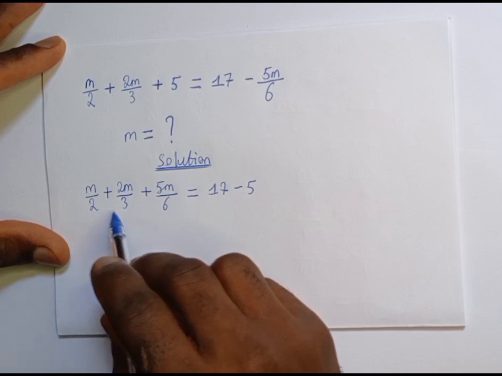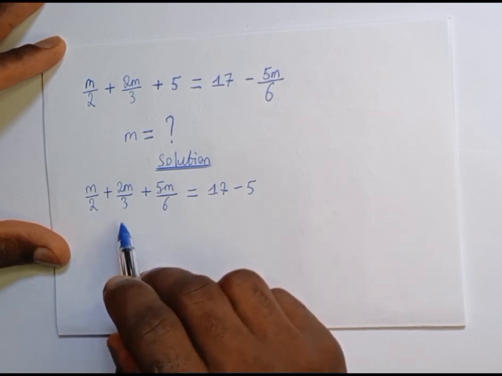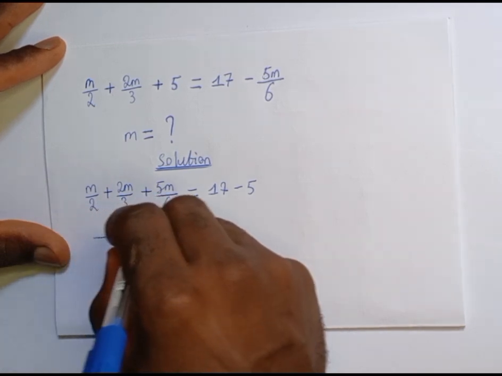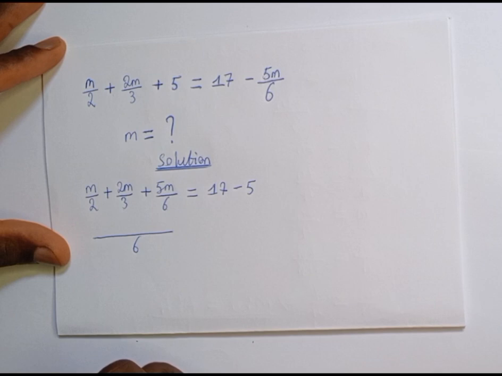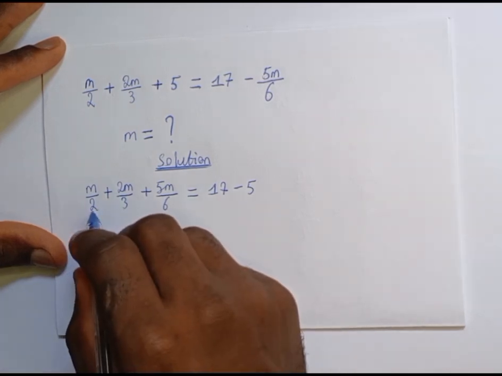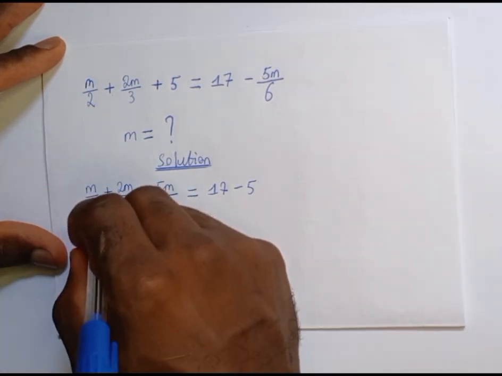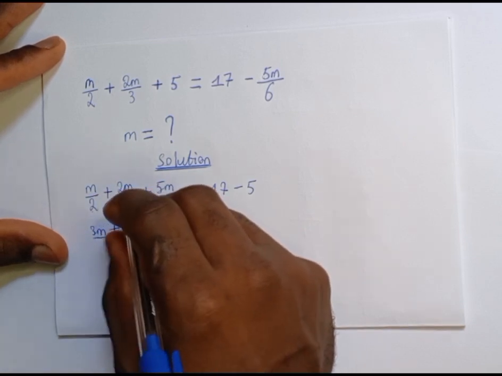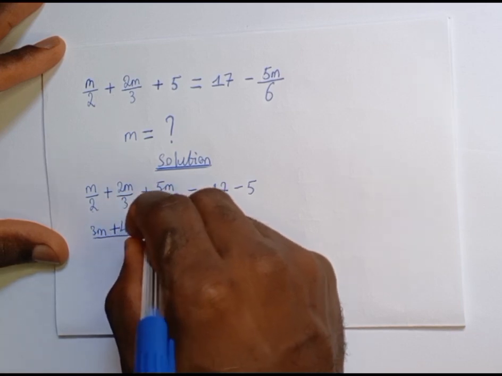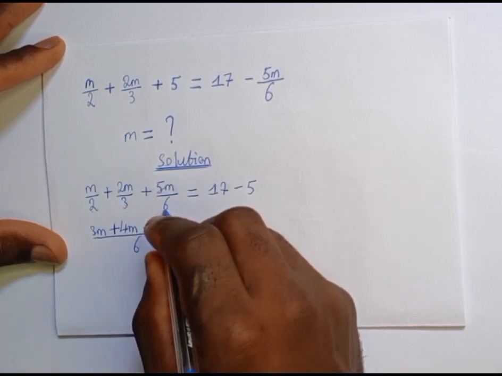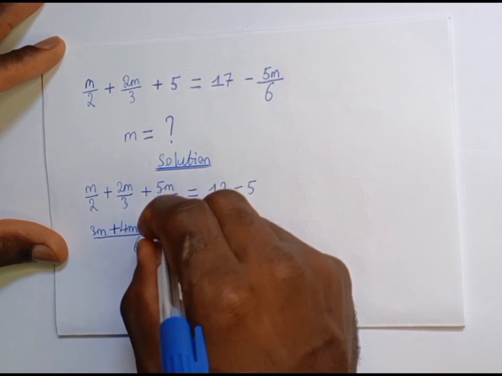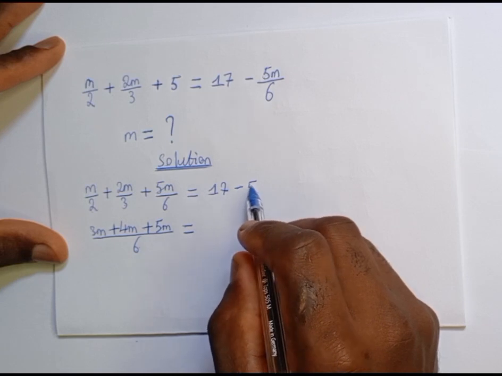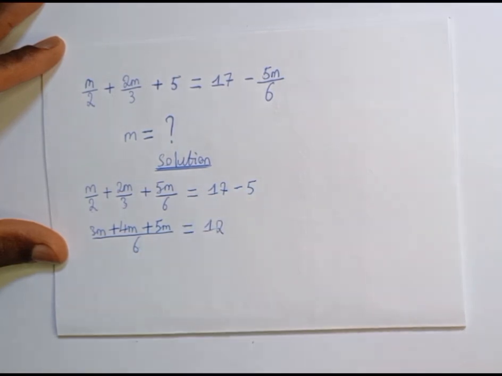At the left hand side, the LCM of 2, 3, and 6 is 6. 6 divided by 2 gives us 3. 3 times m gives 3m, plus 6 divided by 3 gives 2 times 2m, it gives us 4m, plus 6 divided by 6 gives us 1 times 5m, it gives us 5m, is equal to 17 minus 5 gives us 12.